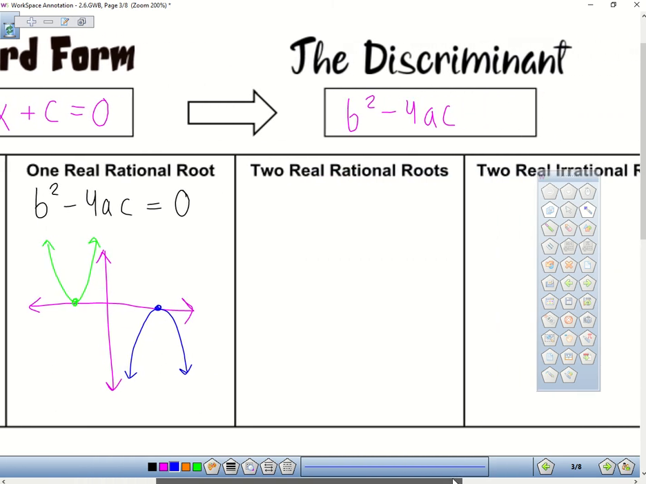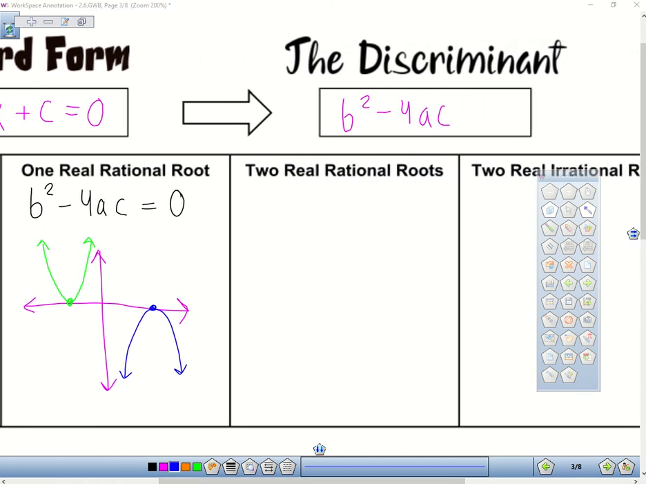Now the next one we'll talk about is two real rational solutions. So two real rational solutions is when you have b squared minus 4ac, and that comes out to be greater than 0.